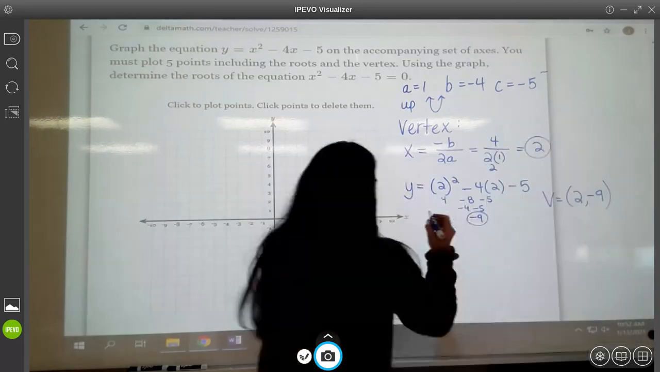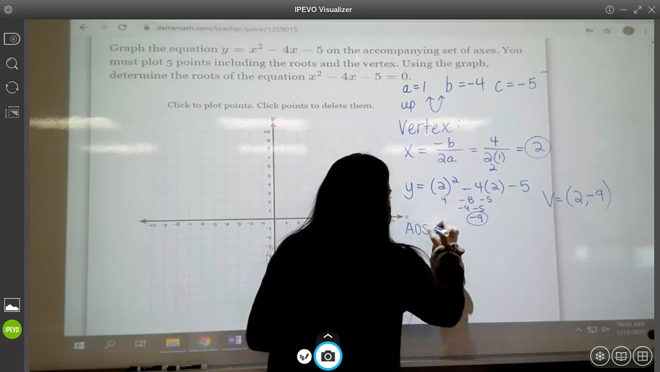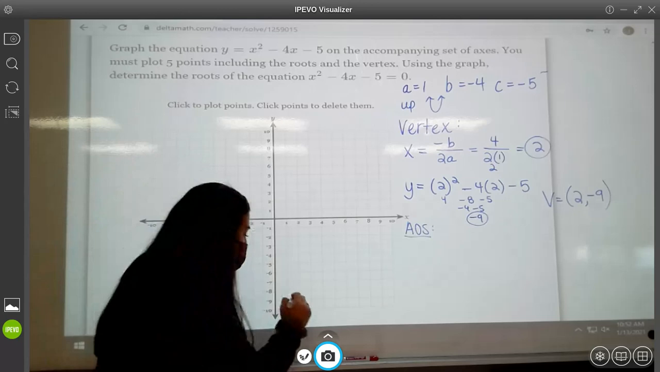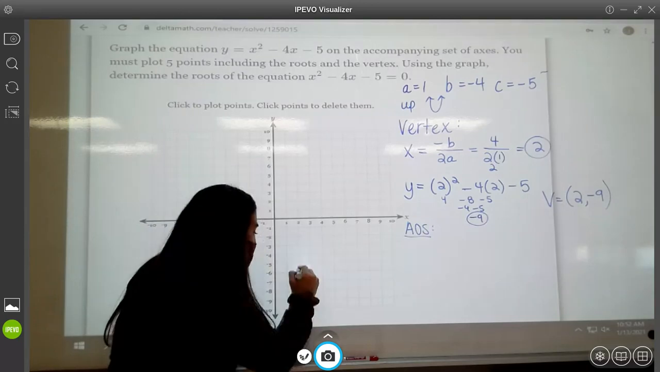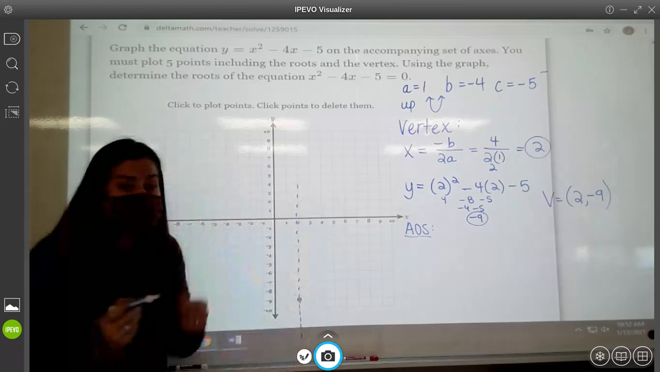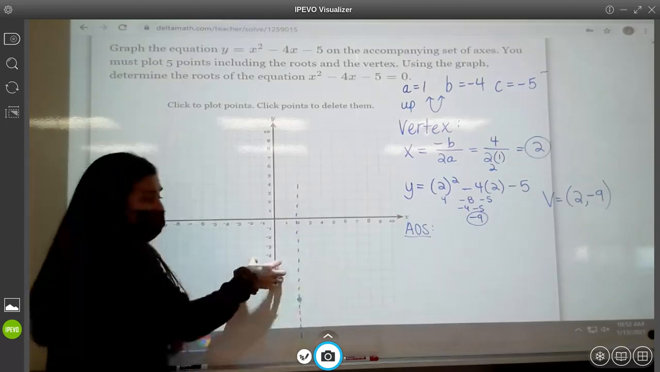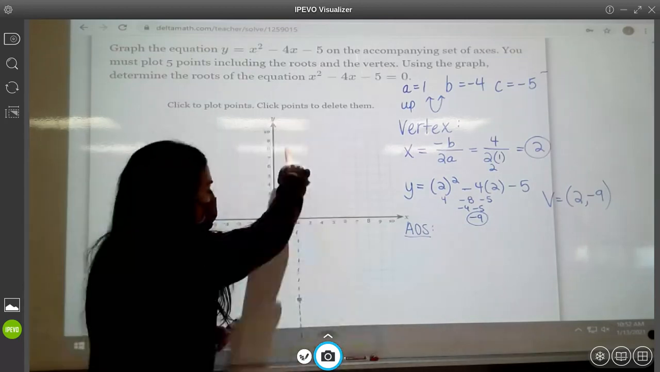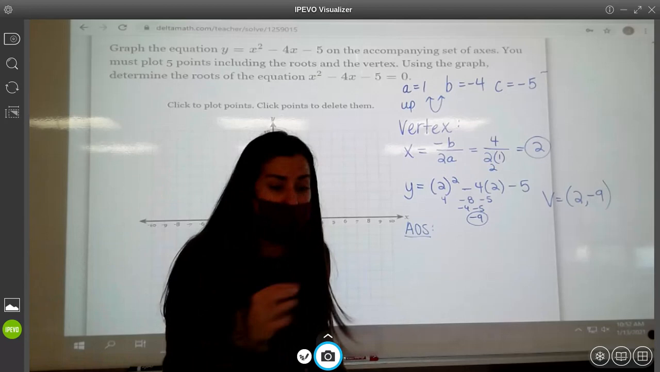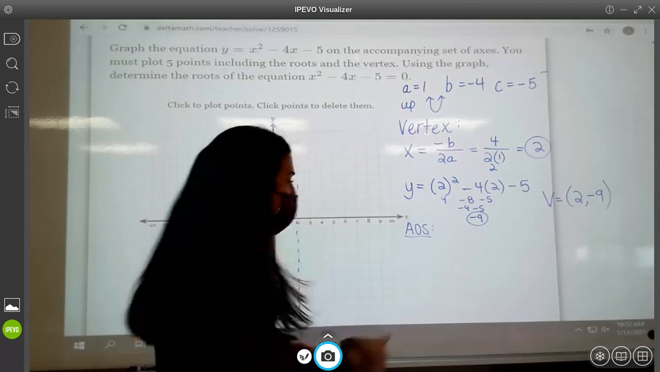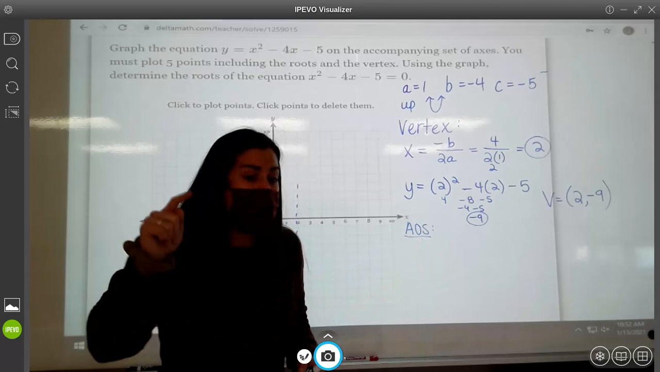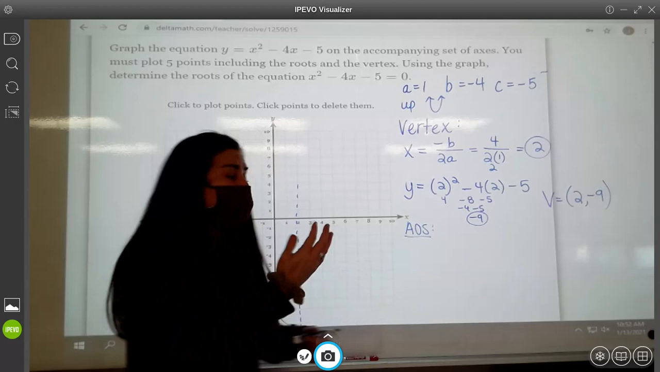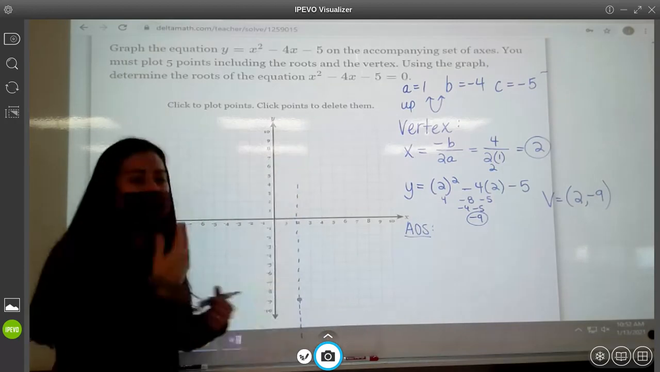All right, now the AOS, the axis of symmetry, right? That's the invisible vertical line that goes right through your vertex, and it cuts the parabola in half, and it says that everything on this side has to be the same on this side, okay? Now again, Delta Math isn't going to let you physically put that line on your graph. But sometimes at the end of the problem, they ask you for the equation of the AOS. So you don't want to skip that part. You still might need it as an answer. You're just never going to be able to put that line on your graph.